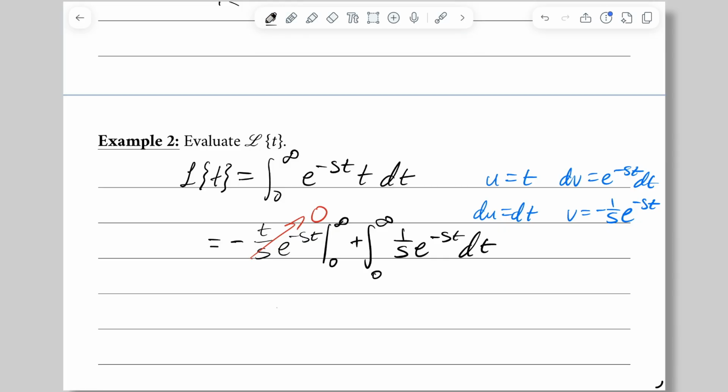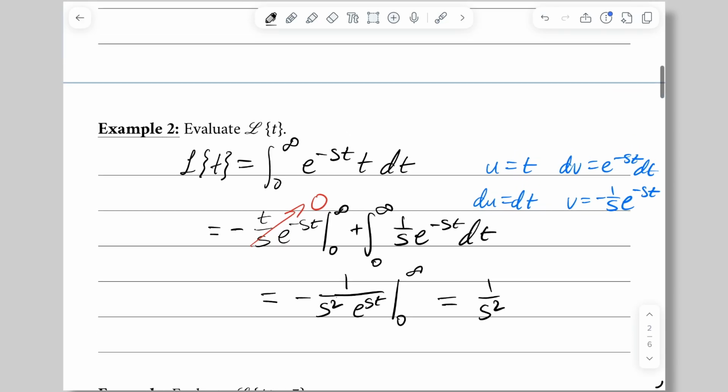For the second term here, we're going to integrate 1 over s e to the negative st with respect to t. We get negative 1 over s squared. I'll put the e to the st in the denominator this time, and we're going to evaluate from 0 to infinity. Again, we have e to the infinity in the denominator for the upper limit, and then we're going to subtract off the evaluation at the lower limit, and the result is that we have 1 over s squared.